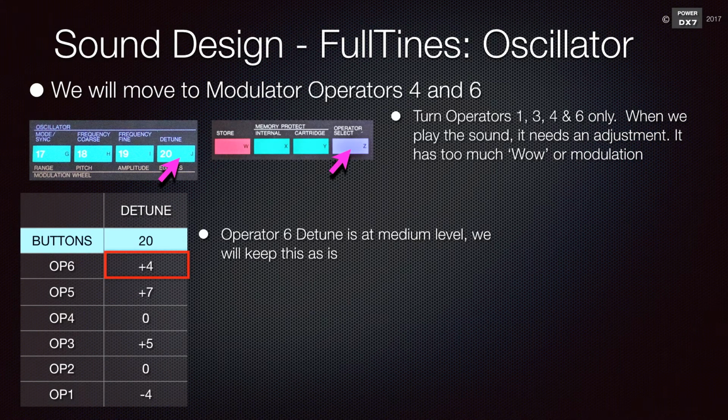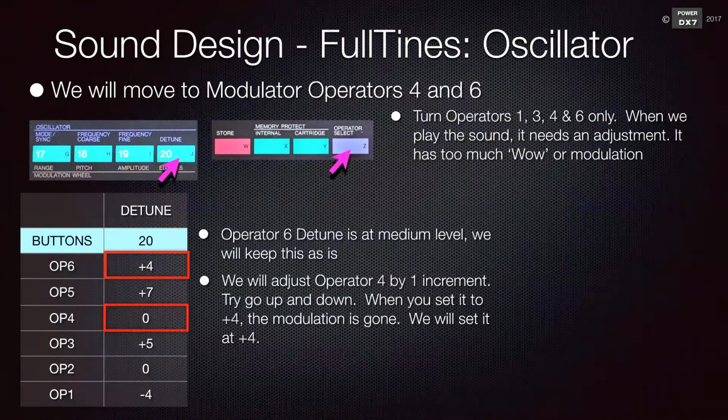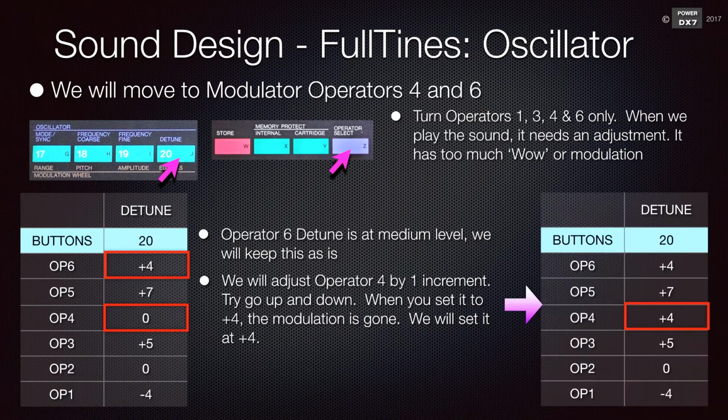Select operator 6. At the moment, it is set at +4, so we will keep it as is. Select operator 4. It is set at 0. We will adjust its detune by 1 increment. Try go up and down. When you set it to +4, the modulation is gone. We will set it at +4.